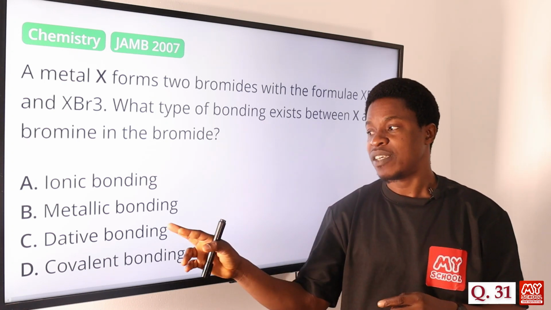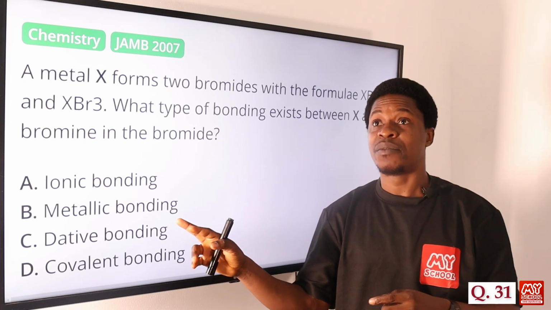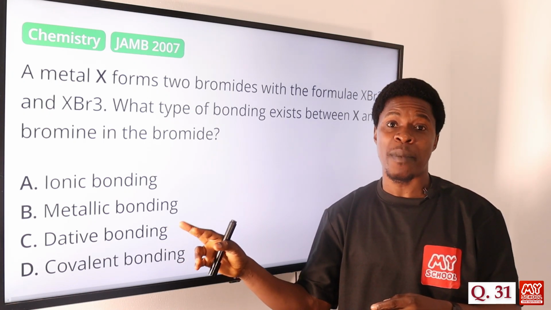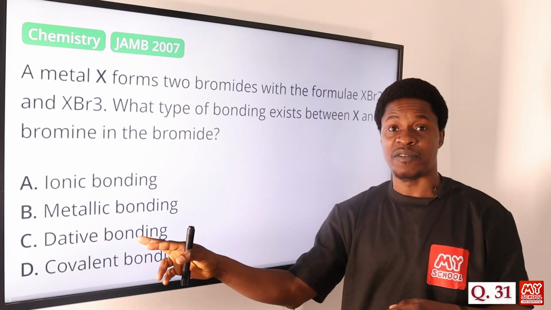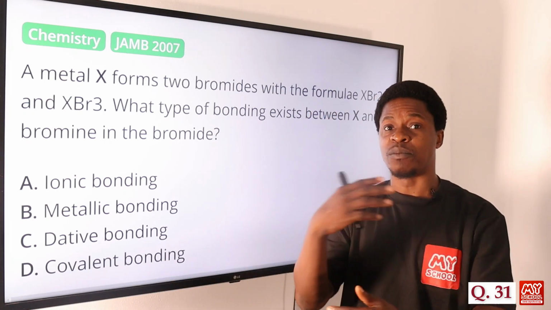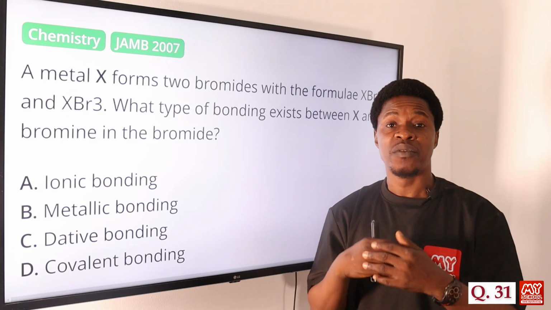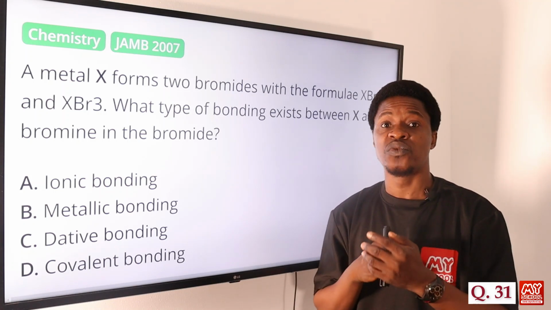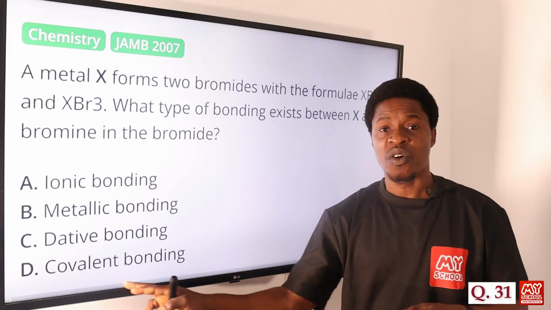Of course, we can see dative bonding when ammonia reacts with hydrogen ion to form ammonium salt. That is dative bonding. For covalent bonding, all the molecules we have, H2, Cl2, CO2, all of them are covalent bonding.